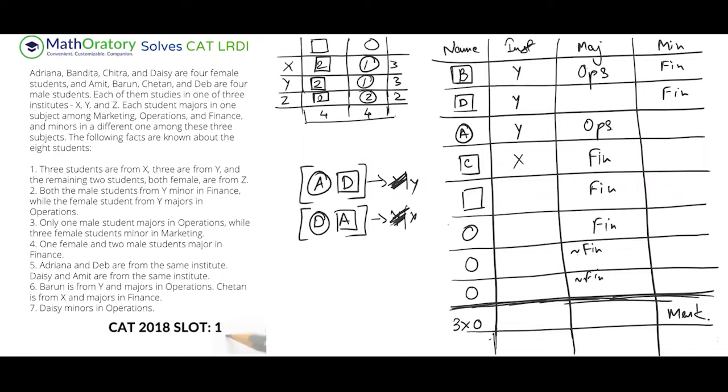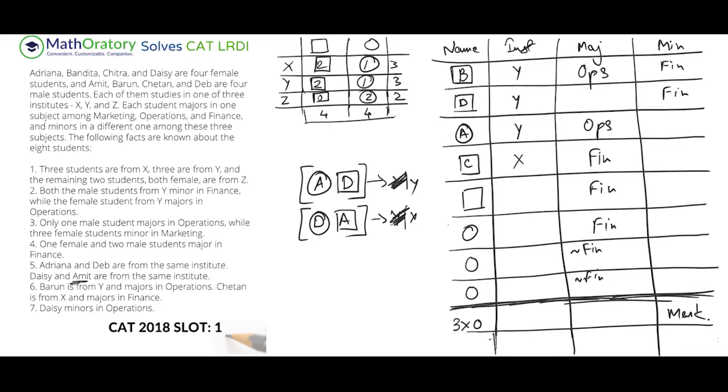And we know that A and the D female and A male. So Daisy and I think Amit, right? Daisy and I believe that was Amit, yeah. So Daisy and Amit are from X. Great. We don't know who that is as of now. Amit is not known to us.